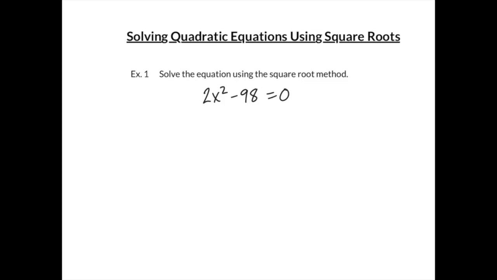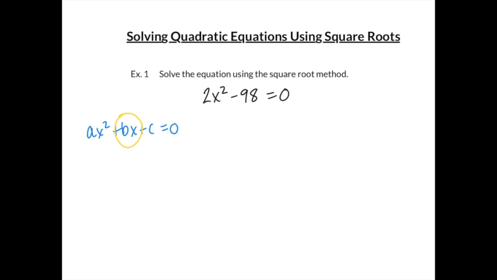In this video, we'll be learning how to solve quadratic equations by using the square root method. Now, it's important to note that this method only works when your quadratic equation has a b term of 0. Remember, quadratic equations have a standard form of ax squared plus bx plus c equals 0. So the b term is our middle term that goes with our x variable.